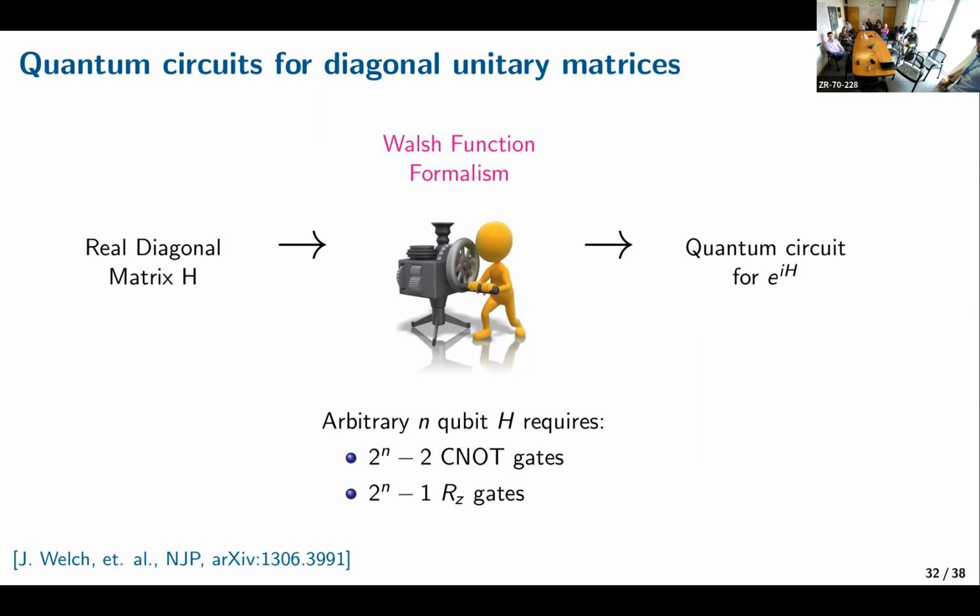And it can do this in a known number of CNOT gates and RC gates. So for an arbitrary n-qubit Hamiltonian, you can do it in 2 to the n minus 2 CNOT gates and 2 to the n minus 1 RC gates. Okay, so this is the algorithm now I'm going to talk about in a little more detail.